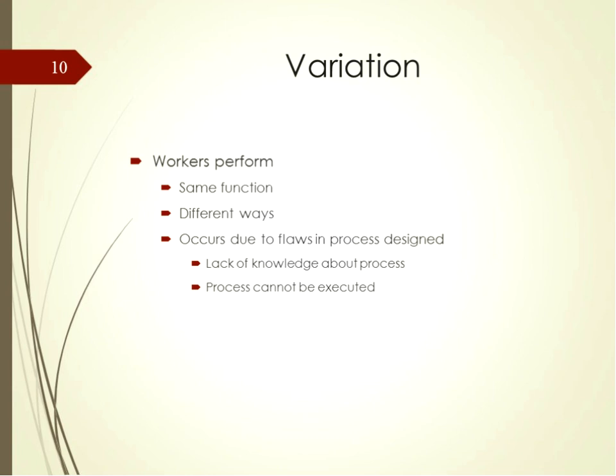Variation in workflow is considered the enemy of all good processes and therefore should be eliminated when possible. Variation occurs when workers perform the same function in different ways. It usually occurs because of flaws in the way a process was originally designed, or due to disruptions or disturbances in the workflow. Examining the process as it exists today will help with identifying variation.